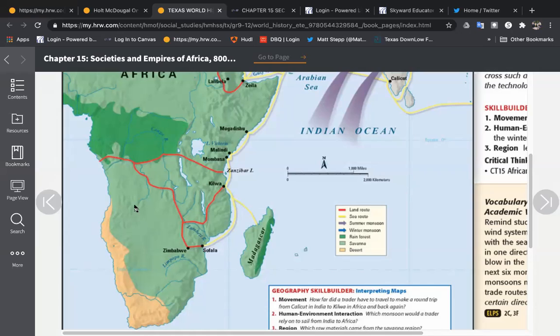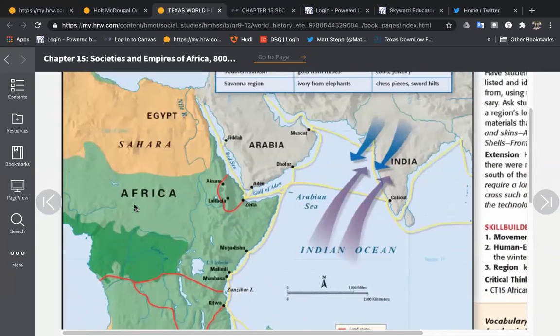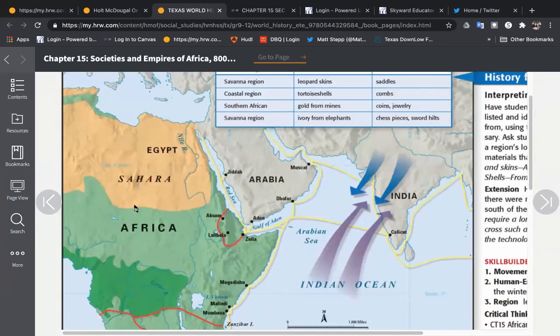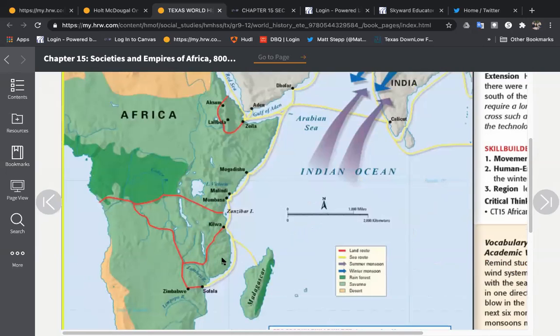Okay, number 2. Would the summer monsoon winds blow ships toward or away from Africa? Darren? Away. Okay. What color is the summer monsoon? Purple. So if I'm looking down here at this legend right there, it details it for me.